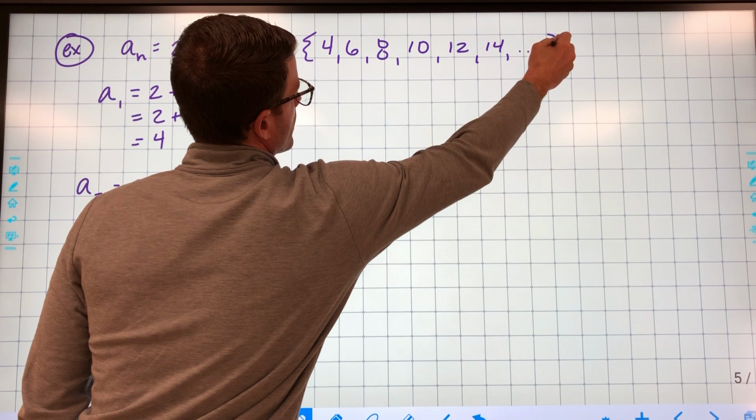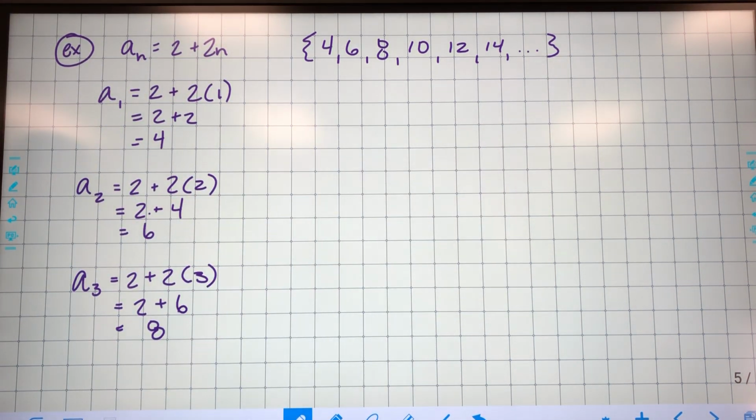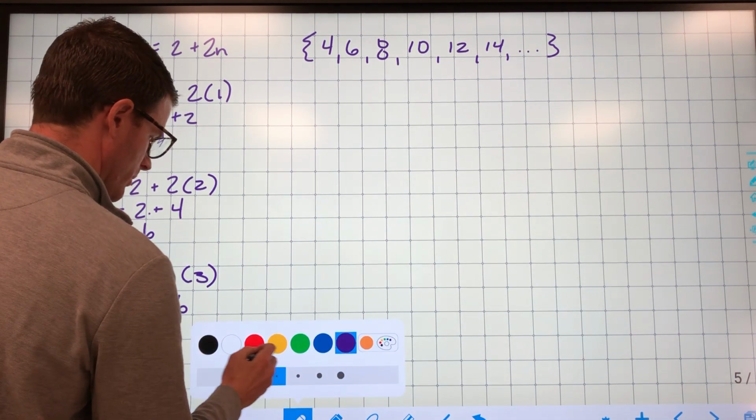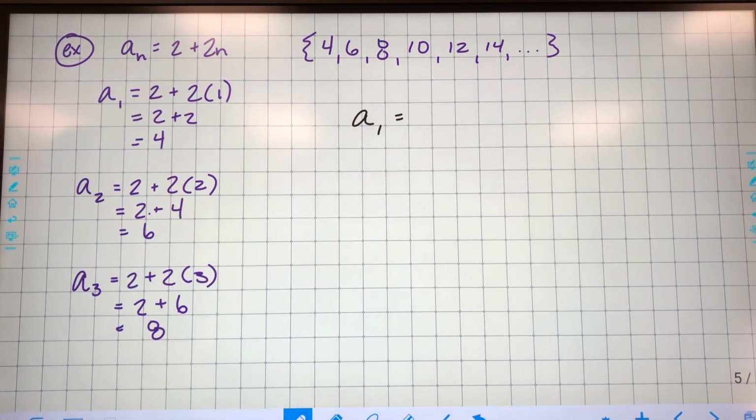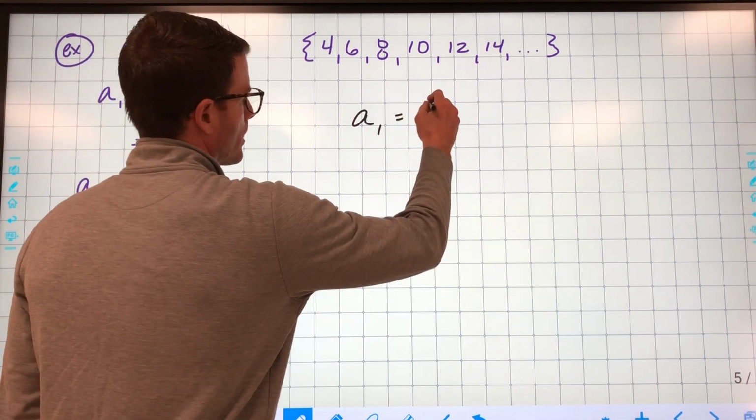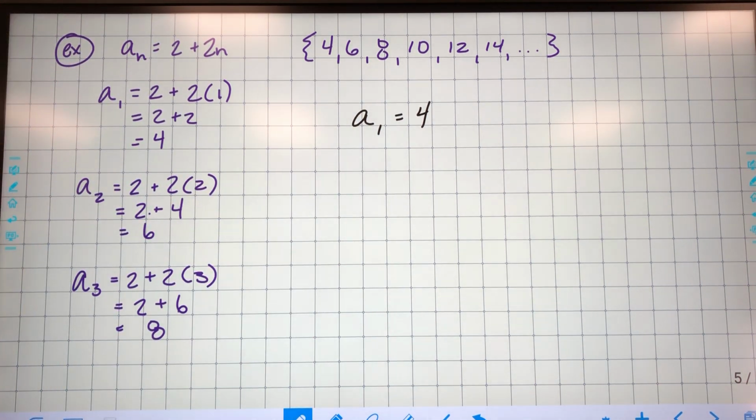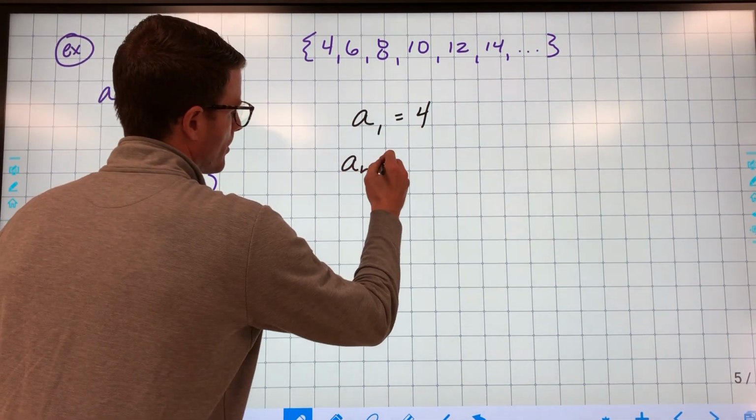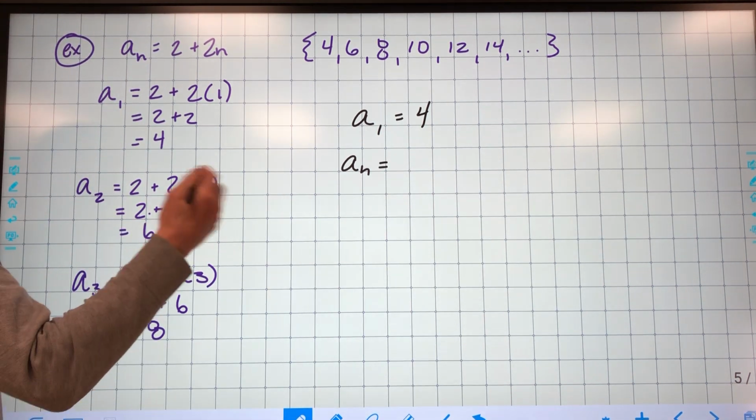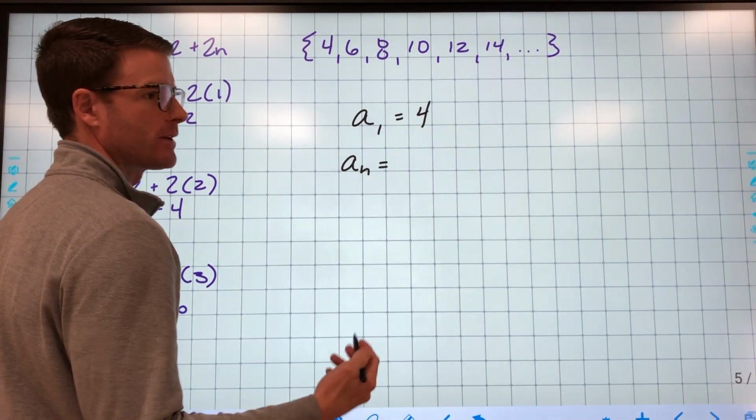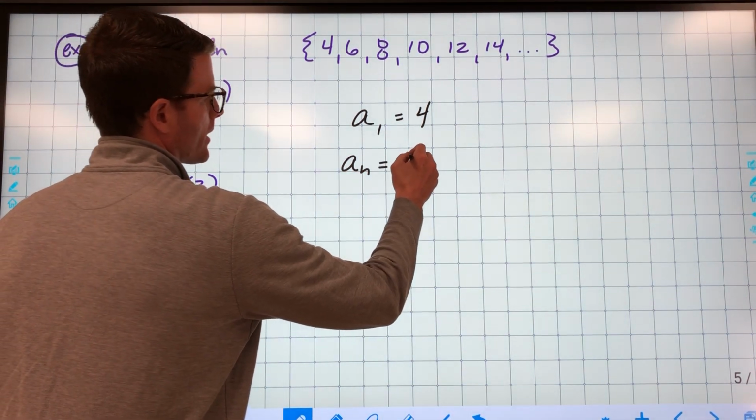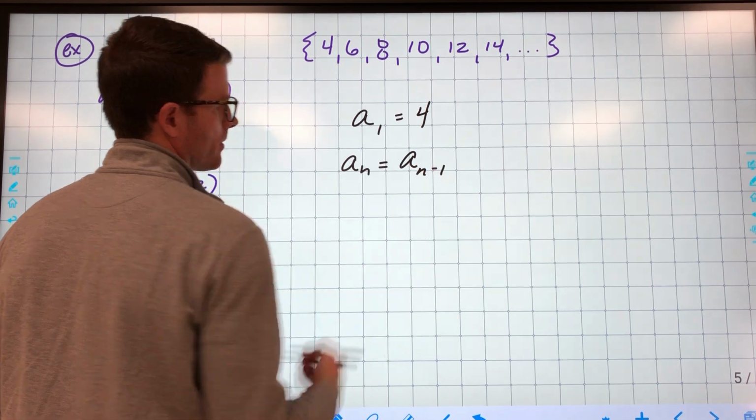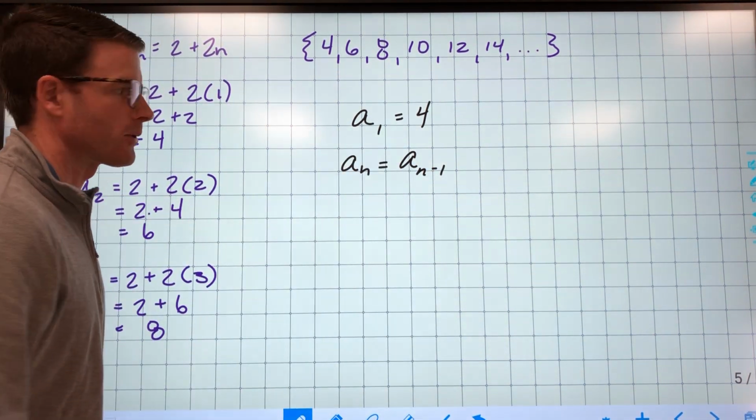Okay. So here's our sequence. We want to write a recursive formula that fits this sequence. Again, the first thing I always need to do with the recursive formula is start with a sub 1. What is the value of the first term? Well, that's 4 here. Then I'm going to come up with a rule for all the other terms that involves the previous term. So the value of any term is equal to the value of the previous term, a sub n minus 1.